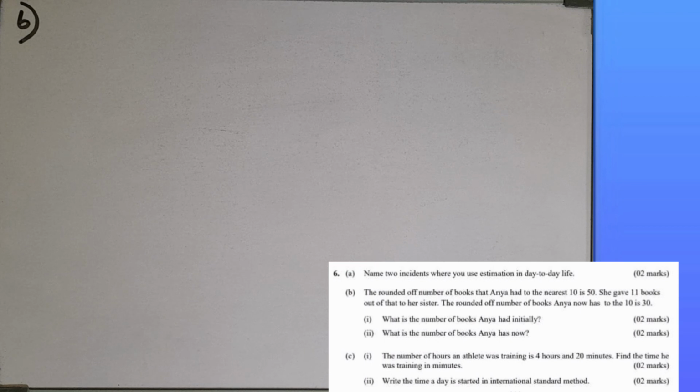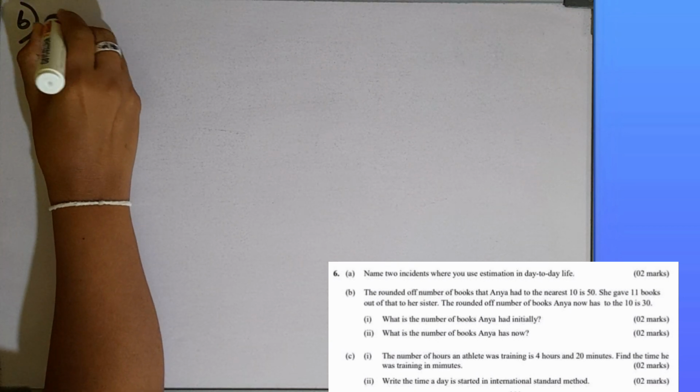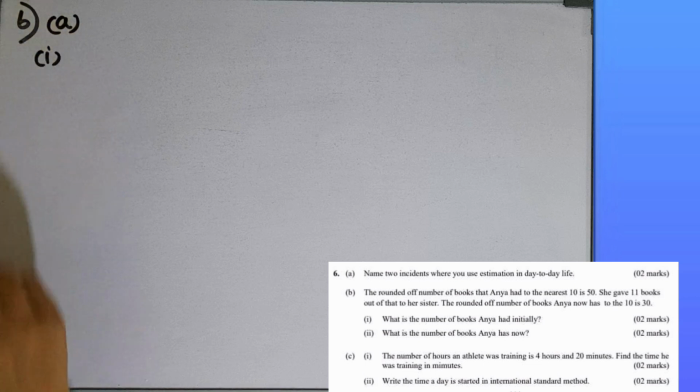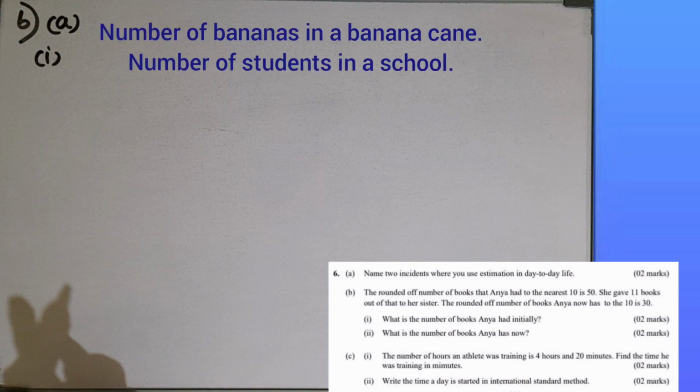Section number 6, A part. Name 2 incidents where you use estimation in day-to-day life. What are the instances? We can find the number of bananas in a banana cane without counting all the bananas. Find the number of bananas in one comb and then multiply it by the number of combs. Then to take a rough value about the number of students in a school, we can use that.